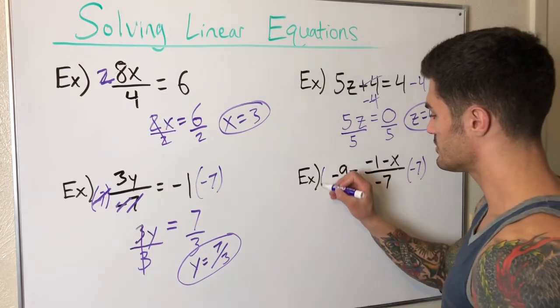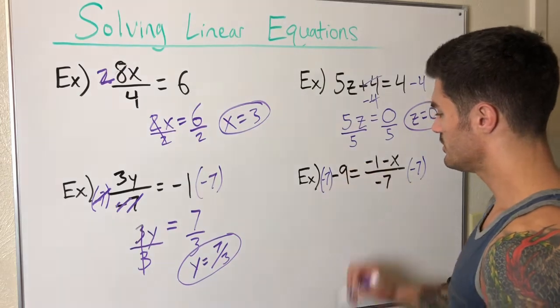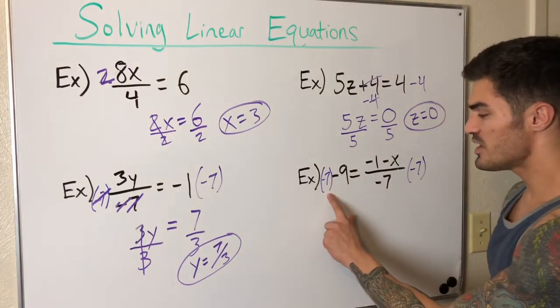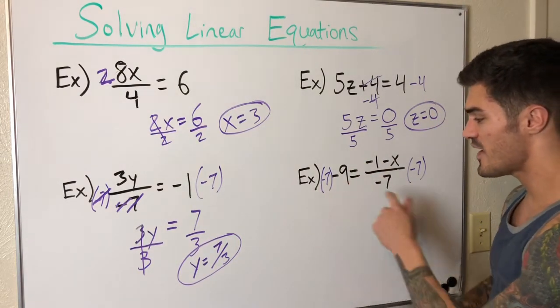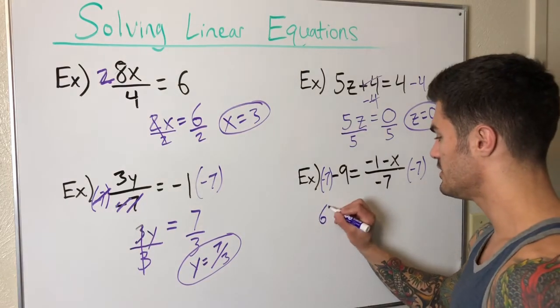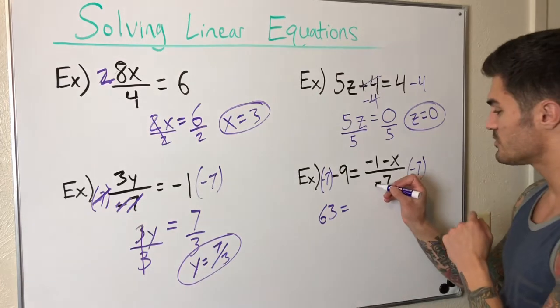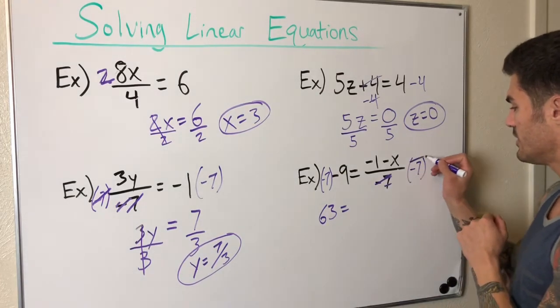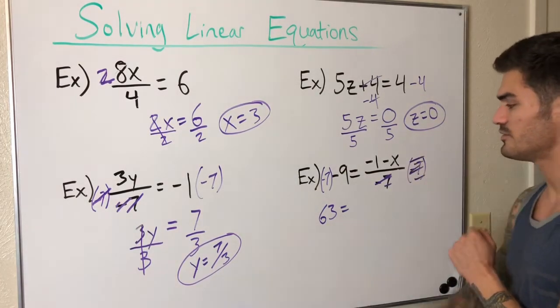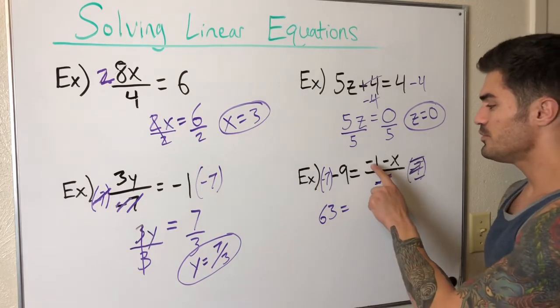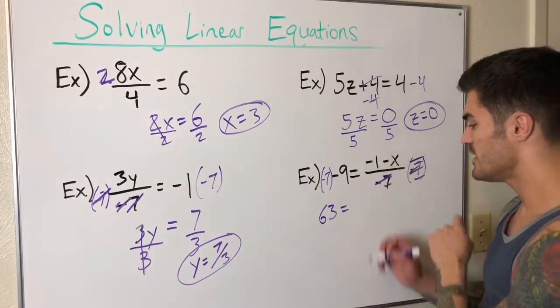Let me make sure to get some room. Negative 7. So I have negative 7 times negative 9. That's positive 63. Negative times a negative is a positive. And this negative 7 gets rid of this negative 7 in the denominator. I can just cross those two out. So what am I left with? Negative 1 minus x.